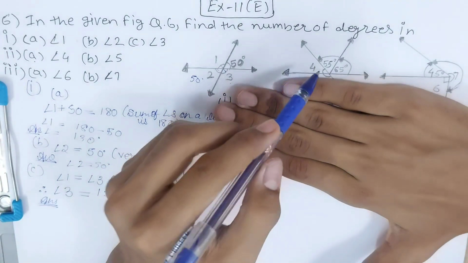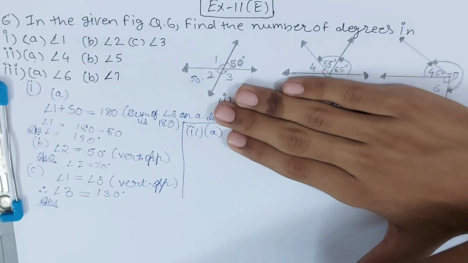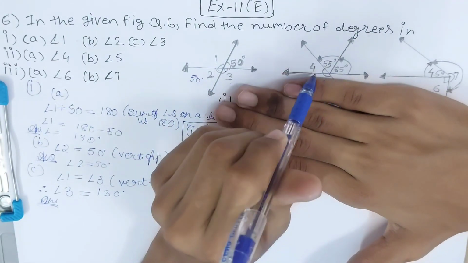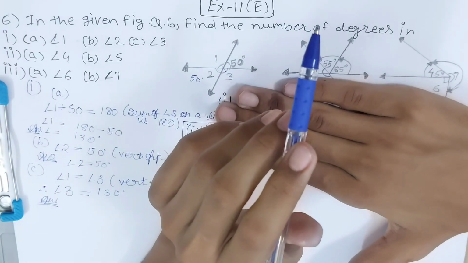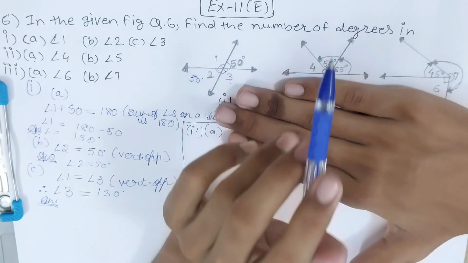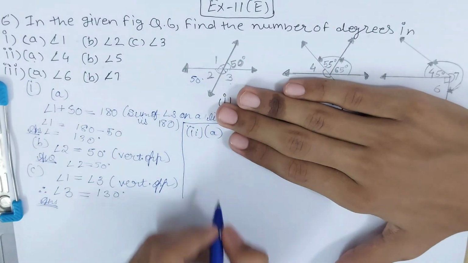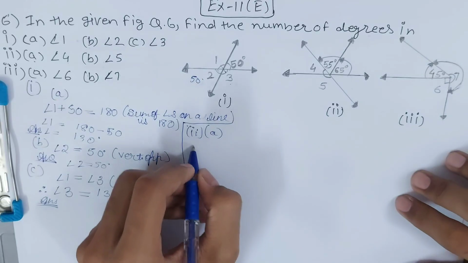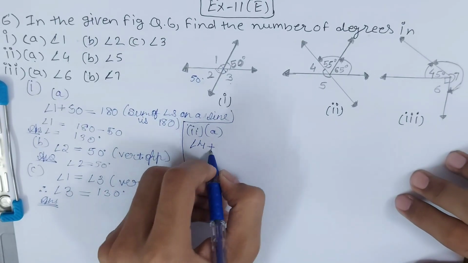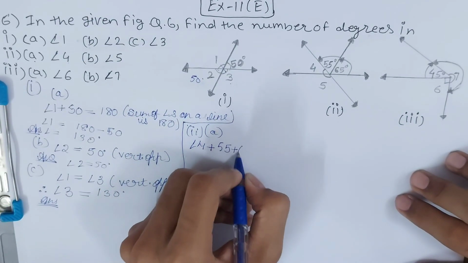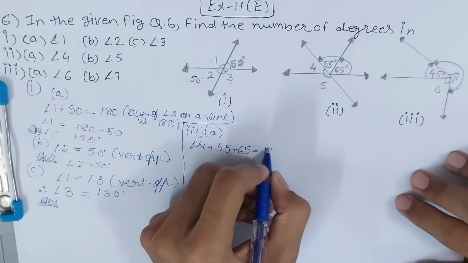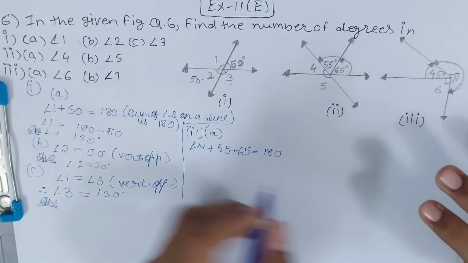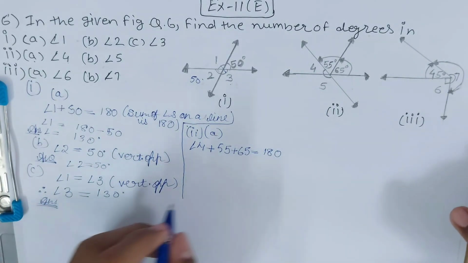Can you see angle 4, this 55 degree angle and 65, all three are lying on a straight line, right? 4, 55 degrees, 65 degrees. So if I use the property that the sum of angles on a line is 180 degrees, I can find the measures. See, angle 4 plus 55 plus 65 is equal to 180 degrees. I am not writing the property again, since it's written once here, but you can use it if you want.